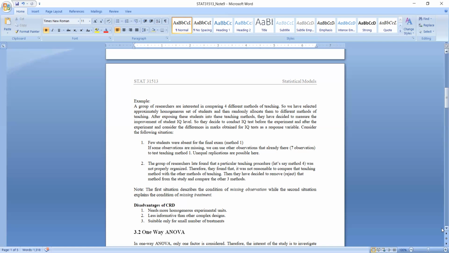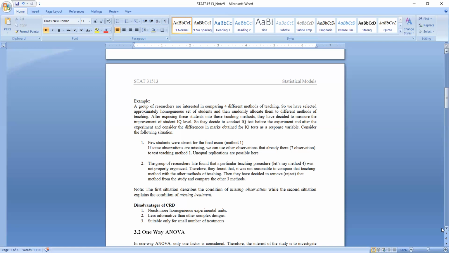Anyway, what you have to remember is, when you want to check whether there are differences between treatments or treatment levels, you can just come up with completely randomized designs. And when you have this design, the main thing that you have to consider is to take the experimental units as homogeneous as possible. And also when you're assigning the treatments, you have to do it in a completely randomized way. So that's how we conduct the completely randomized design.